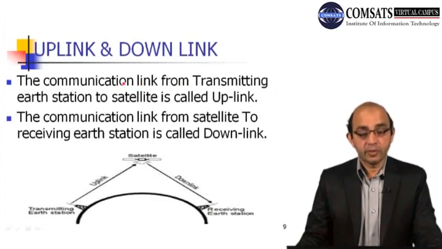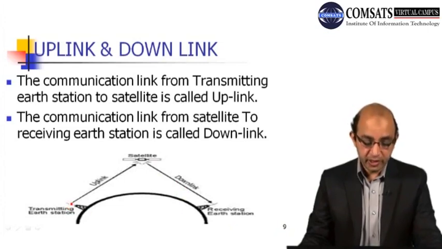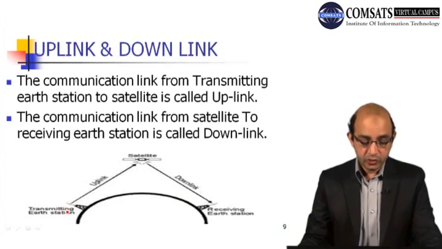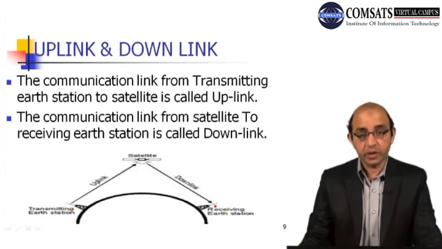So here we will be talking about the uplink and downlink. The communication link from the transmitting Earth station to the satellite is called the uplink. So you can see this is the uplink from the Earth station to the satellite, and here we have the downlink from the satellite to the receiving Earth station. So this is the transmitter. Our objective of course is to transmit the data from this point to this point.